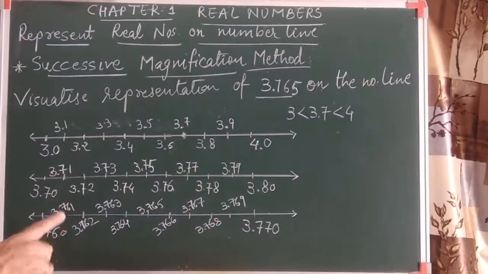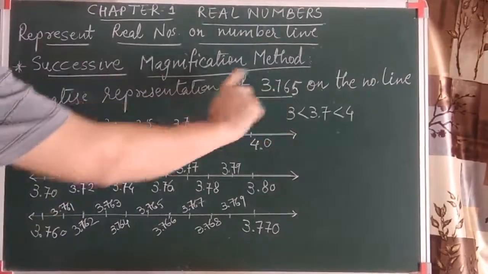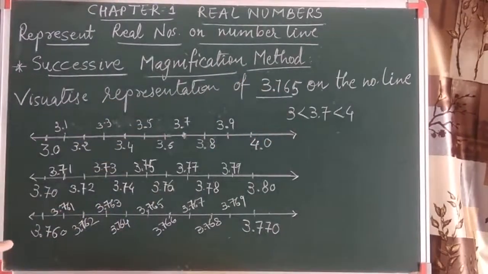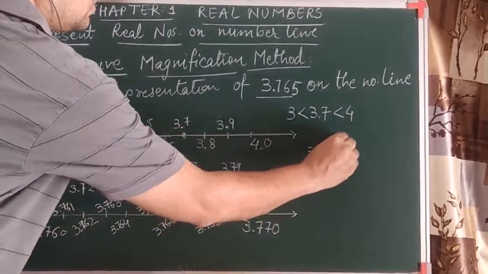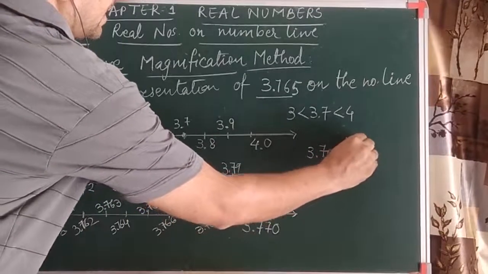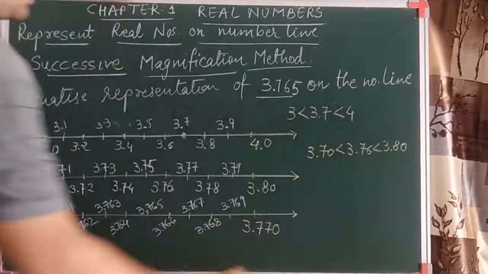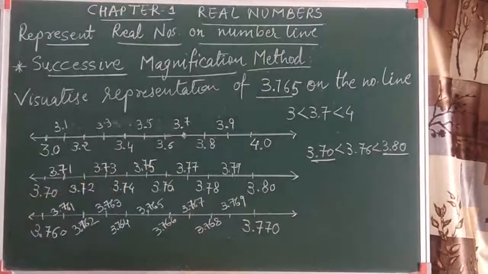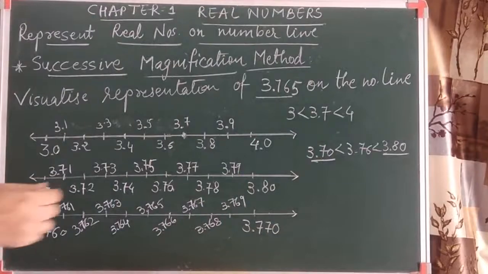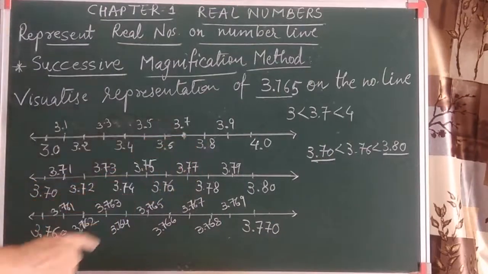Now we have to represent 3.765. See the second digit after the decimal, that is 6. So the number lies between 3.70 and 3.80. We have to take the difference of 0.10. Remember this. Again, as we have to obtain 3.76, we can say that this number lies between these two numbers, 3.7 and 3.8.